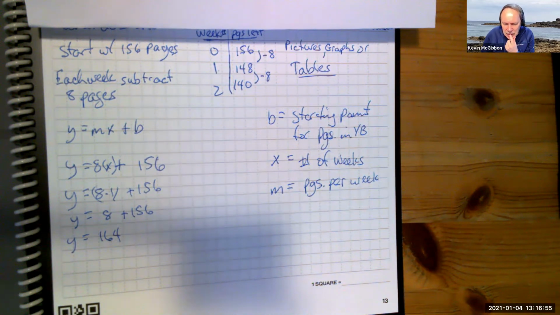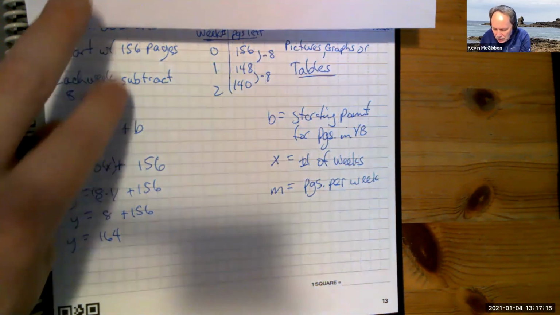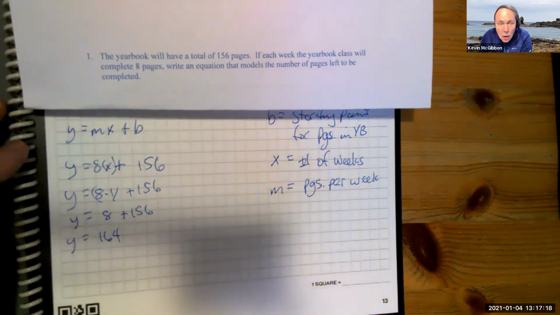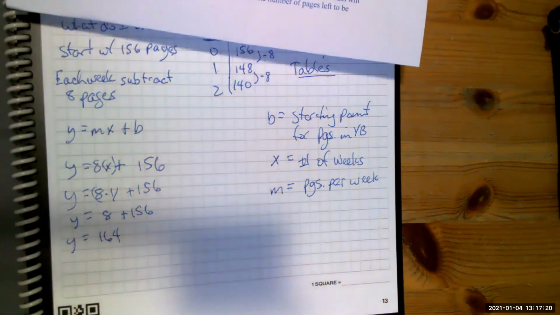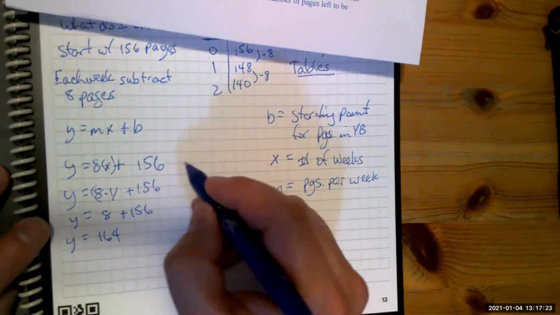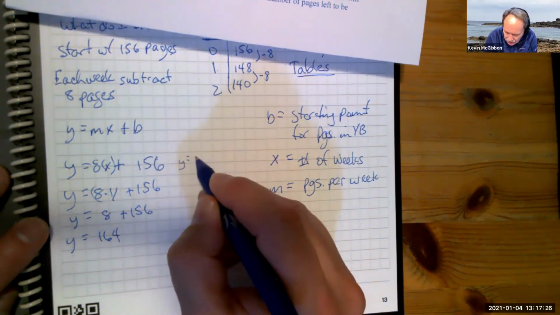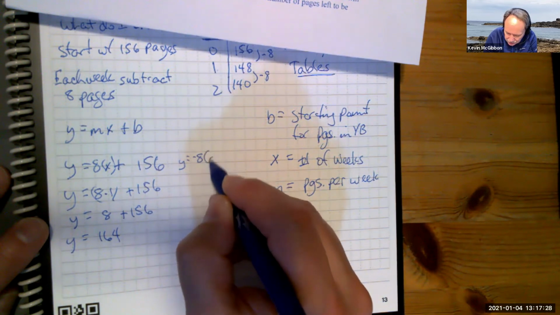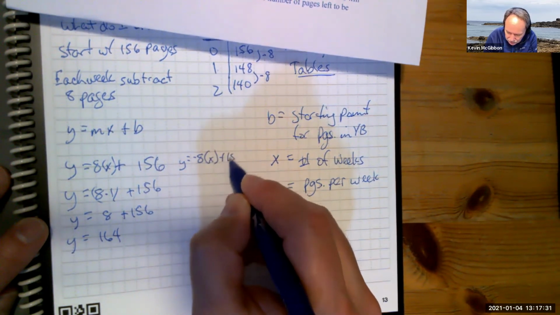Is there something else that we might try? What are we doing here? And what does it say that we were doing here? Subtract. So if we have subtract, what kind of clue does that give us? Or even up here, it could be -8. All right, let's try that. So y is equal to -8 times x plus 156.